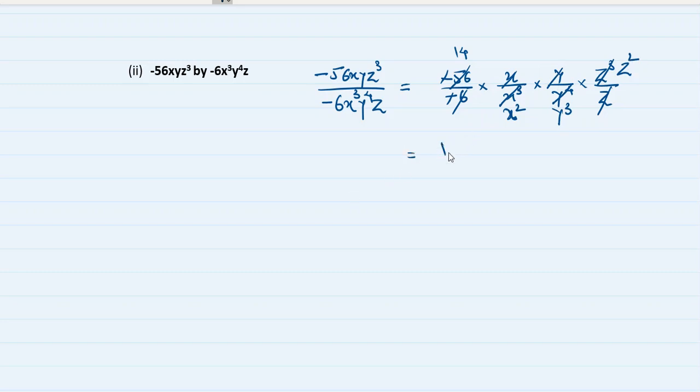So this will be 14 z square, 14z square, and in the denominator we are left with x square y cube. x square y cube. Great. So that's basically what you get when you divide these two terms.